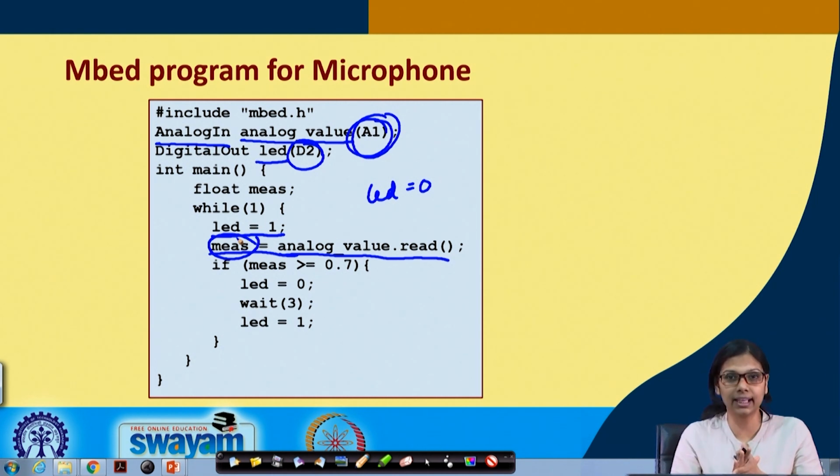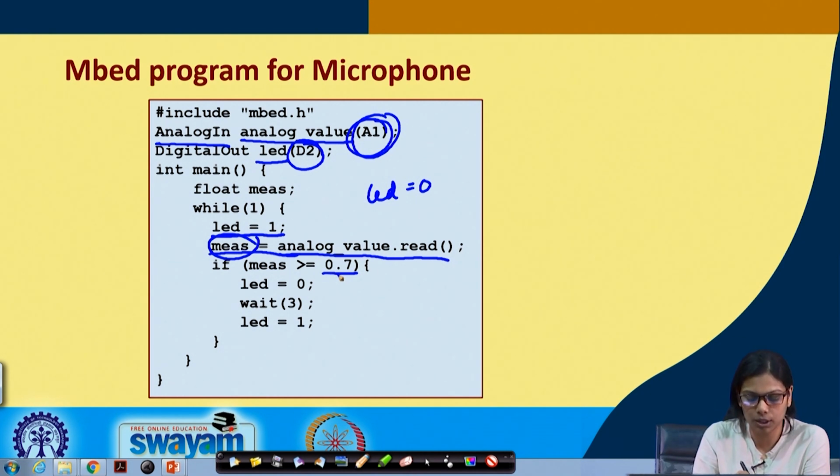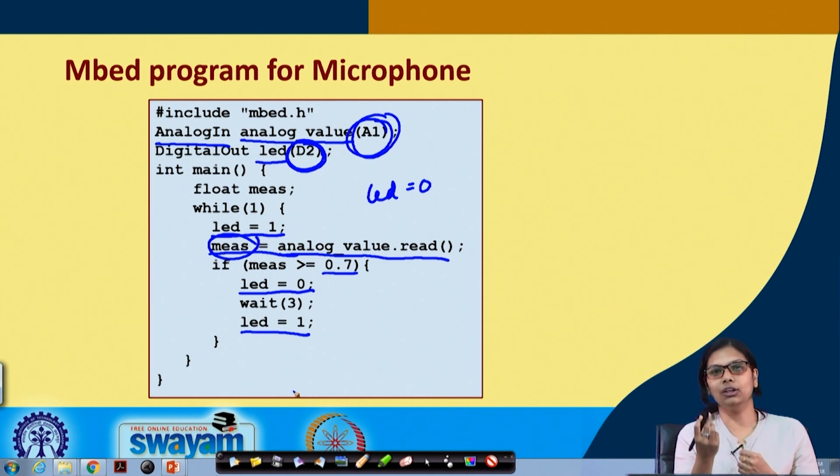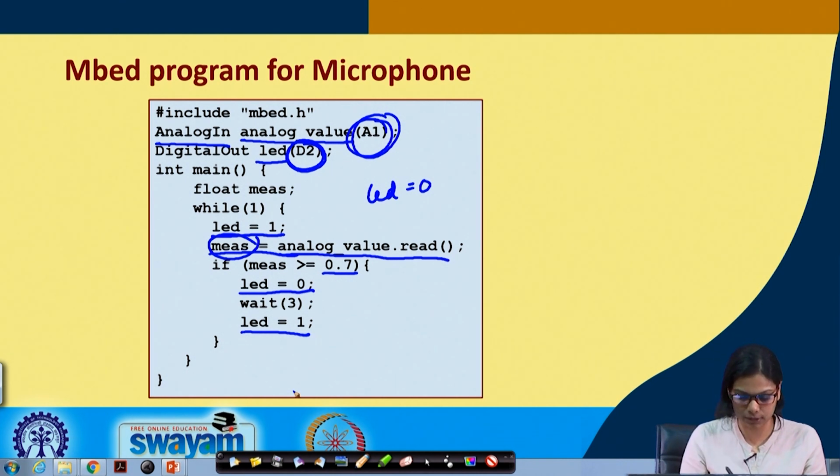We have seen that when we clap, the value that we receive is greater than or equal to 0.7. So, if MES is greater than or equal to 0.7, then we make LED equal to 0. We wait for 3 seconds and then we turn the LED off again by making LED equal to 1, which is connected to port D2. This is all about the code for lighting the LED through a clap. We will see in the interfacing experiment how it is done.